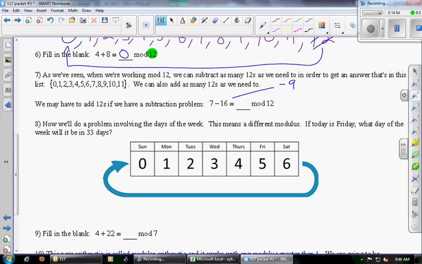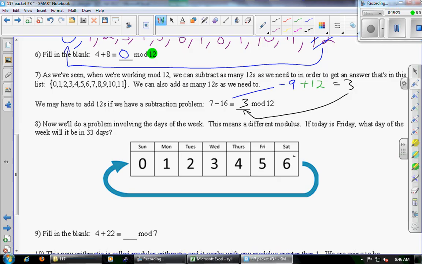Okay, so this is what Patty had done. She just wanted to subtract a bunch of 12s, and that's totally fine. How about we take a look at this problem right here, 7 minus 16. Forget the clock. Just tell me, what is 7 minus 16? Negative 9. The negative 9 is not on the clock. It's negative. We want a number between 0 and 11. Those are our choices. Melissa just read them from that list up there.